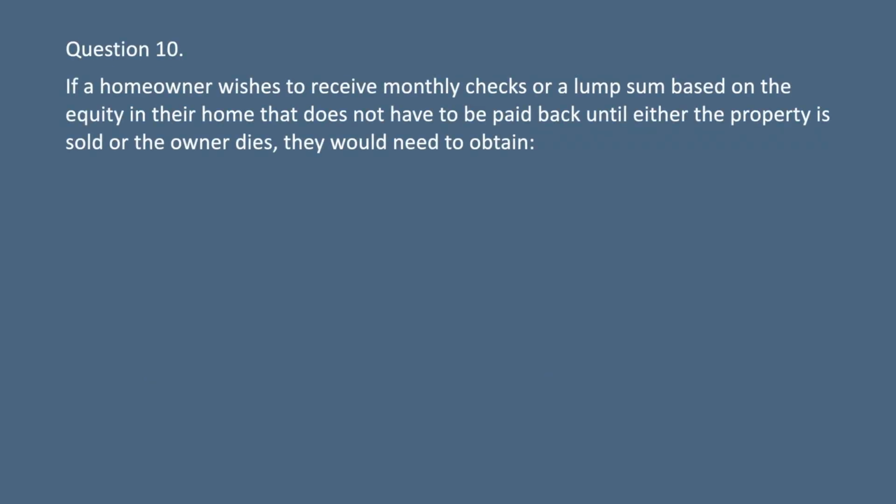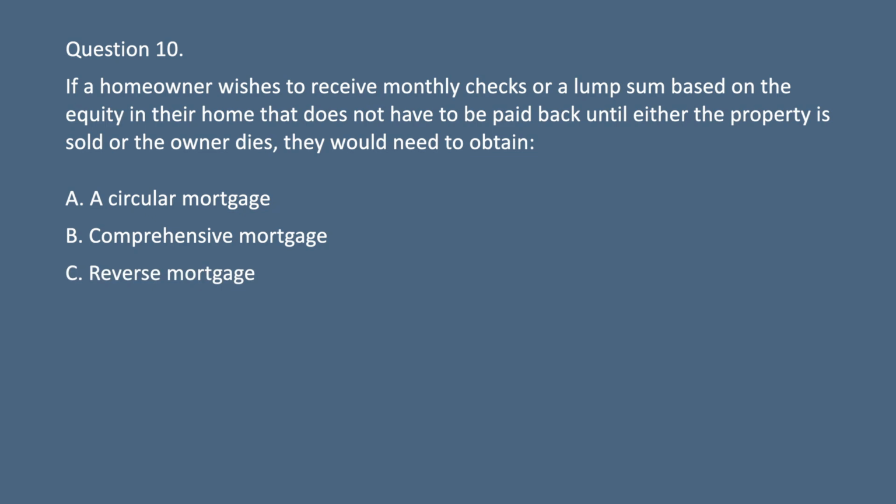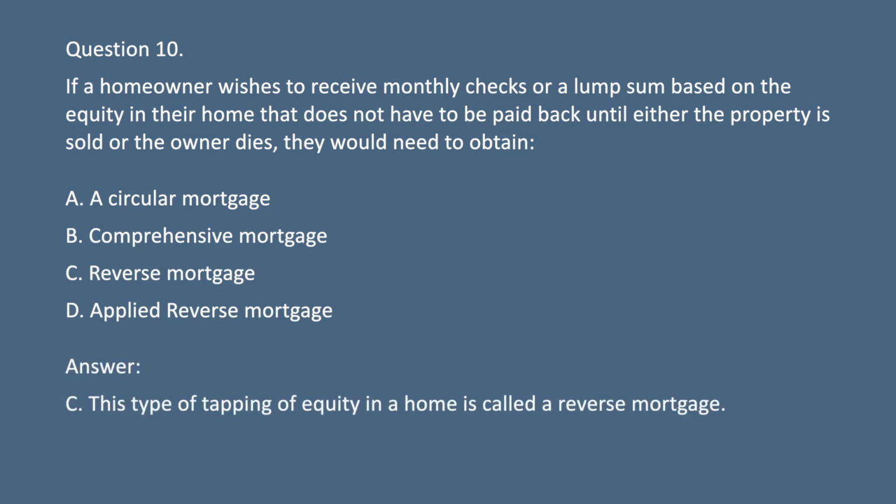Question 10. If a homeowner wishes to receive monthly checks or a lump sum based on the equity in their home that does not have to be paid back until either the property is sold or the owner dies, they would need to obtain A. A circular mortgage. B. Comprehensive mortgage. C. Reverse mortgage. D. Applied reverse mortgage. Answer. C. This type of tapping of equity in a home is called a reverse mortgage.